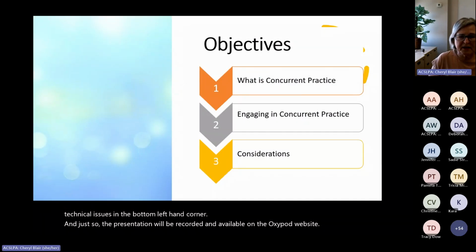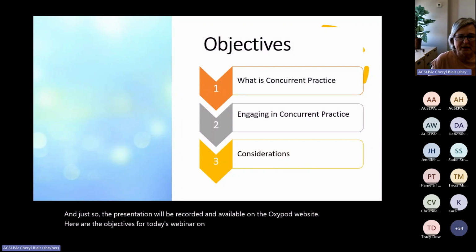Here are the objectives for today's webinar on concurrent practice. Please know there will be time for questions at the end of the session.